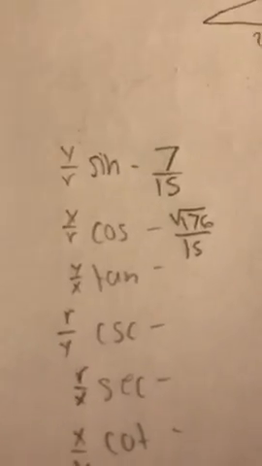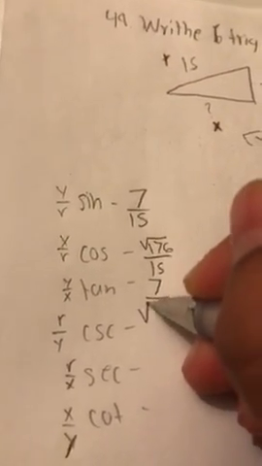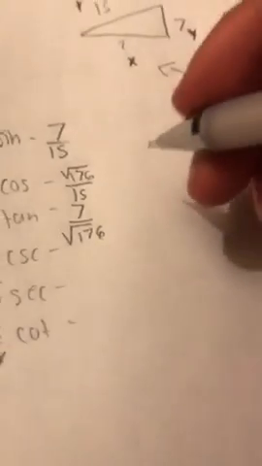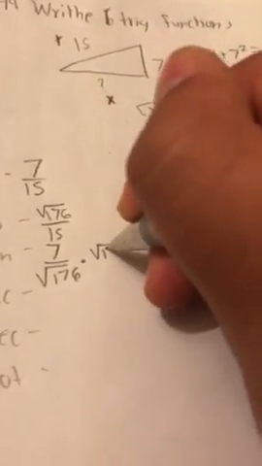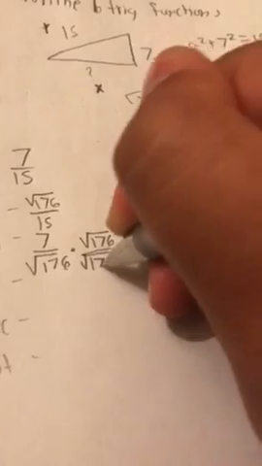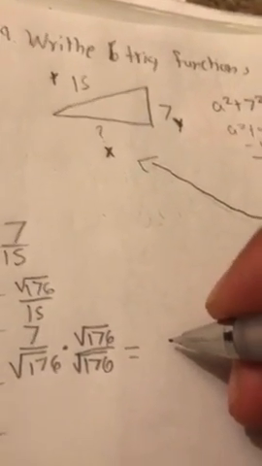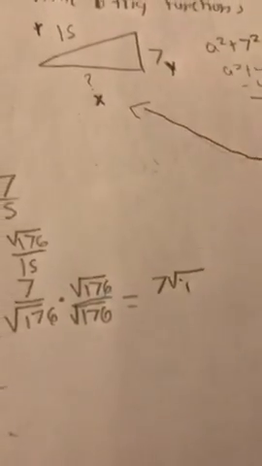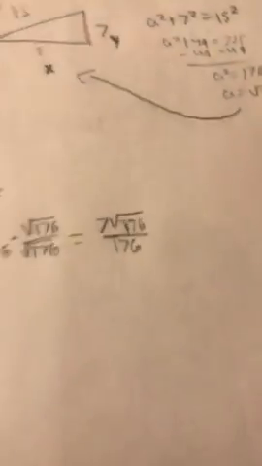The tangent is y over x, so it's 7 over square root of 176. And we can't have a square root on the bottom, so we gotta rationalize it. So you just multiply it by square root of 176 over square root of 176, and that's gonna equal 7 square root of 176 over 176, and that's your tangent.